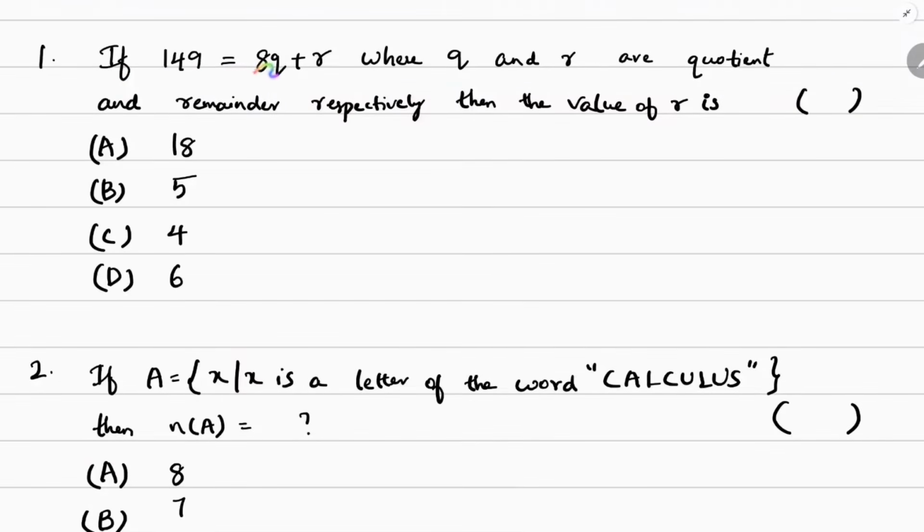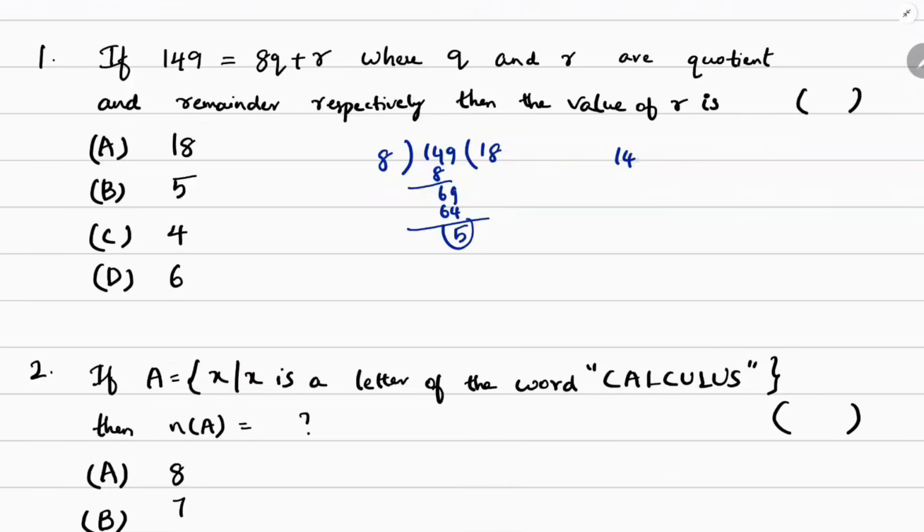If 149 equals 8q plus r, where q and r are quotient and remainder respectively, then the value of r is the remainder. So here 149 is divided by 8. The quotient will be 8 ones 8, here 69, 8 eights 64. So 8 times 18 is 144 and the remainder is 5.